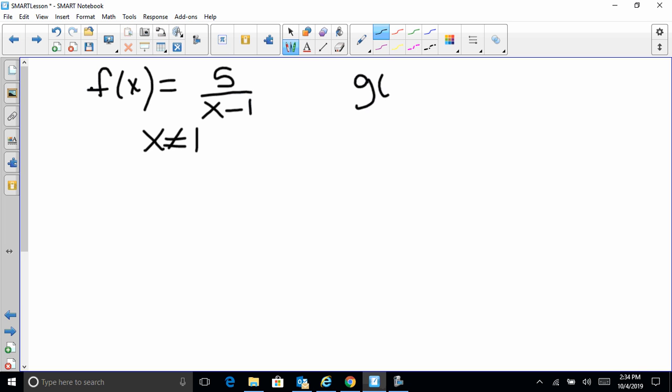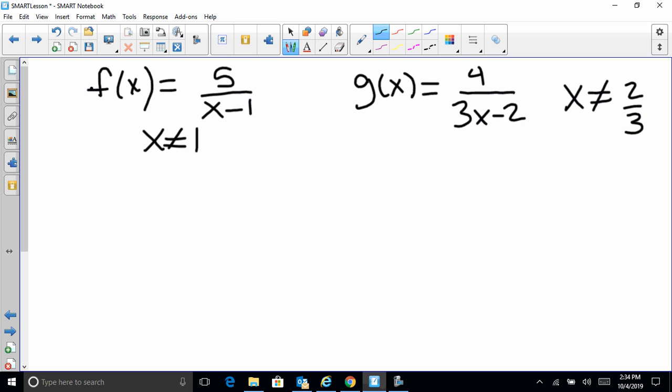And then we have our g of x, which is 4 over 3x minus 2. And it also has a restriction. X cannot be 2/3. Now, sometimes we forget how we get those restrictions. How do you determine something is restricted? Remember, your denominator cannot be 0 because that's undefined if our denominator is 0.